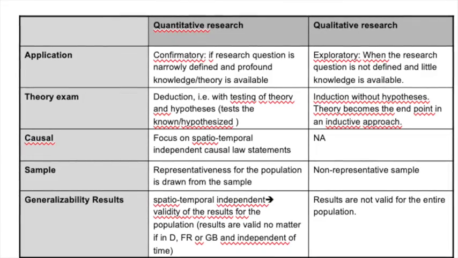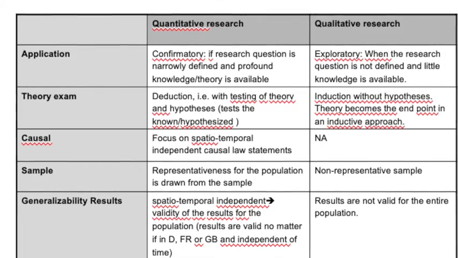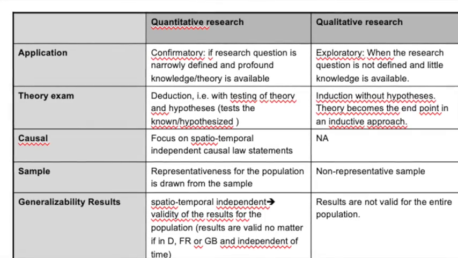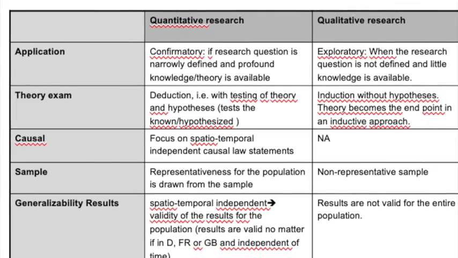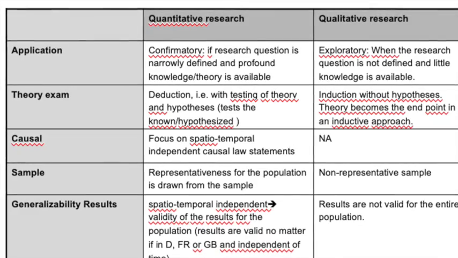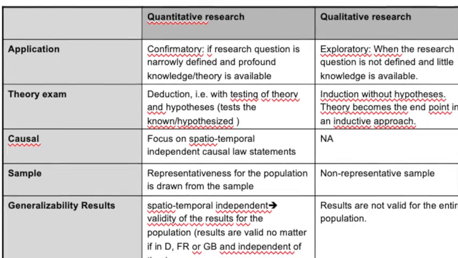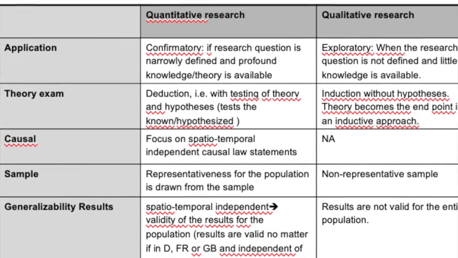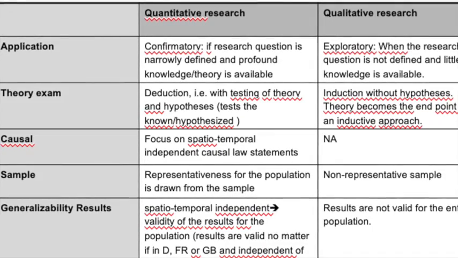In quantitative research, theory is tested, so it's a deductive approach with hypotheses which are tested, whereas qualitative research is inductive without hypotheses. So theory becomes the end point in an inductive approach. Quantitative research is rather causal, with a focus on spatio-temporal independent causal law statements. So the results should be generalizable for empirical generalizations, independent of space, time, and location. This is not applicable to qualitative research.